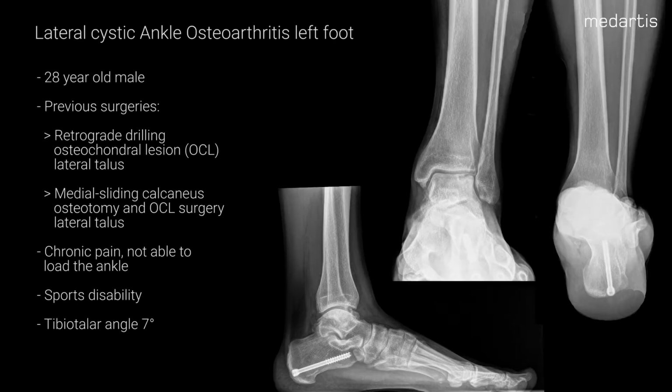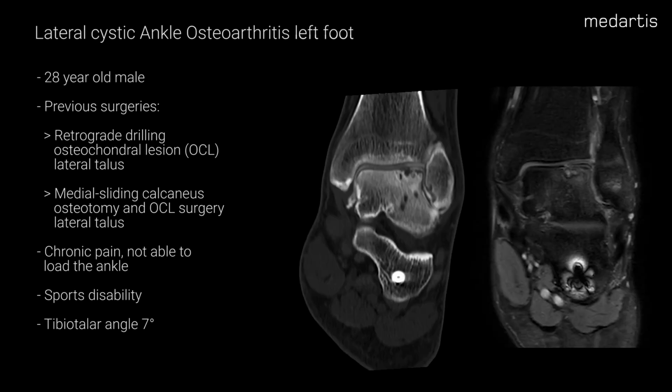We present the case of a 28-year-old male with lateral cystic asymmetric ankle osteoarthritis on the left side. He has a background history of retrograde drilling of the osteochondral lesion of the lateral talus, a medial sliding calcaneal osteotomy, and osteochondral surgery of the lateral talus. The tibio-talar tilt angle was 7 degrees.